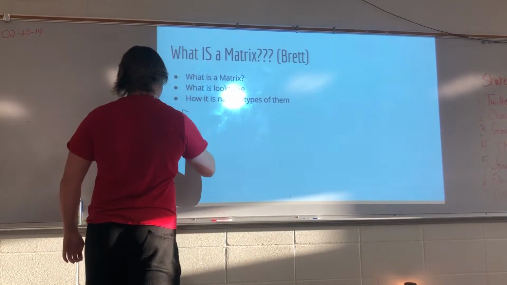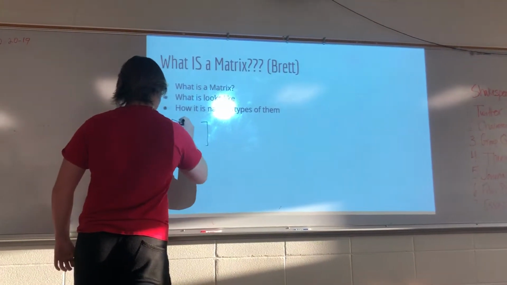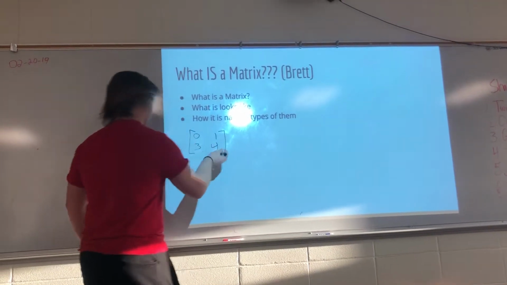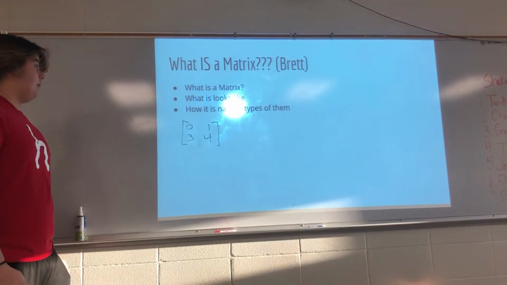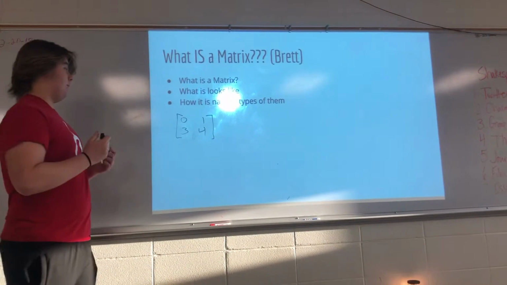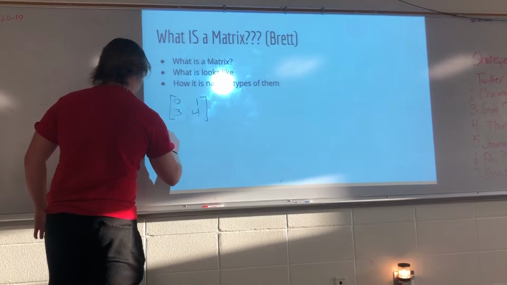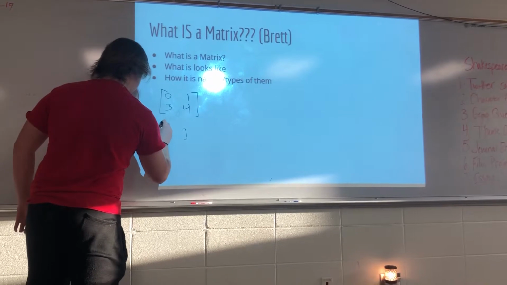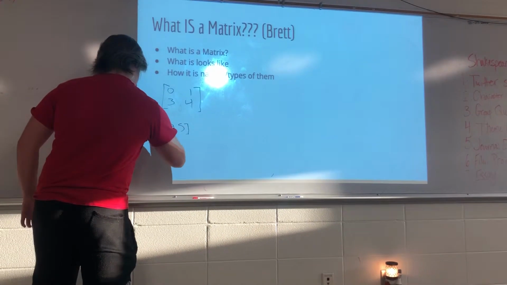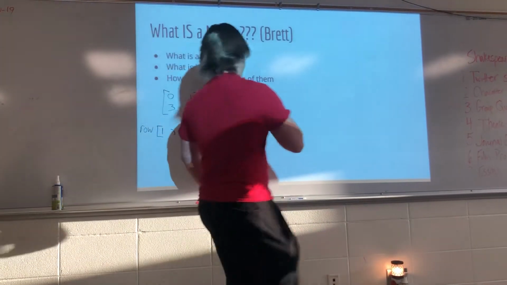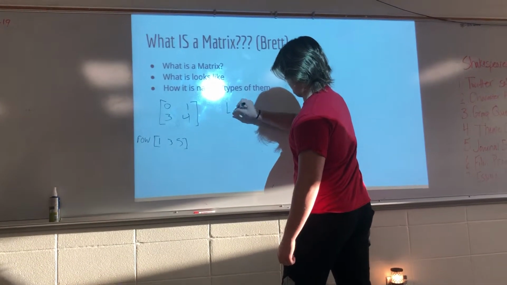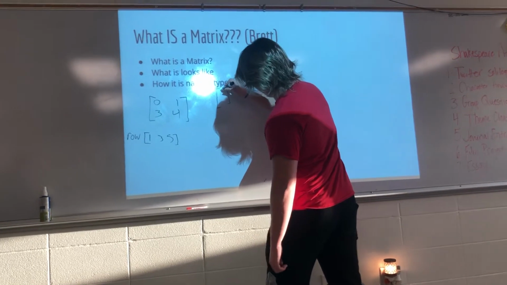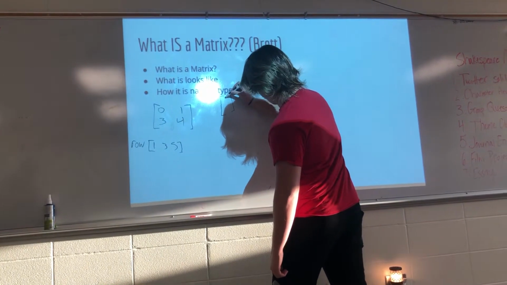It's basically like a list with columns and rows, like that, with numbers in them. So there are different types of matrices. There's one called a row matrix, which just has one row, like that. And then there's a column matrix, which is one with one big long column and only one column, with multiple rows.